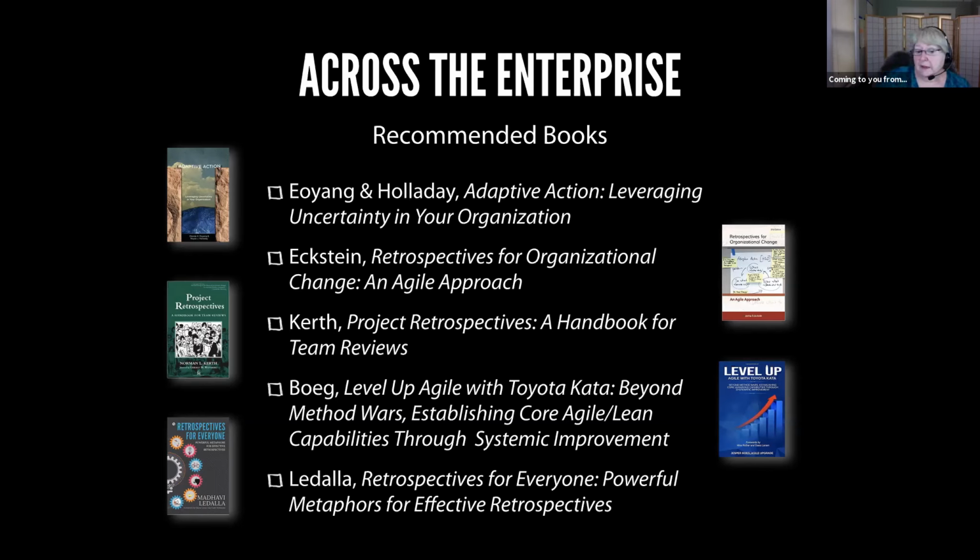Jesper Boeg has a book called Level Up Agile with Toyota Kata. Toyota Kata is not the same format as the Agile retrospectives we're going to talk about, but it can be very useful. It's helpful to mix things up; you don't want to be doing the same old retro all the time. People get bored with that, and particularly now that we're taking everything online, we need to create more sparks and joy. So there are times when you might want to switch it up and do a Toyota Kata retrospective, and Jesper has written about that.